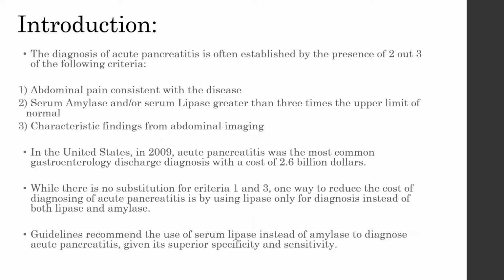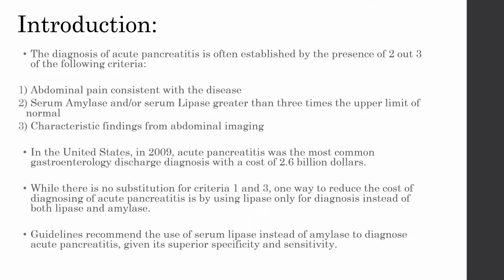So the diagnosis is often established by the presence of 2 out of 3 of the following criteria. Number 1 is the abdominal pain consistent with the disease. Number 2 is serum amylase or lipase greater than 3 times the upper limit of normal. Number 3 are the characteristic findings from abdominal imaging.